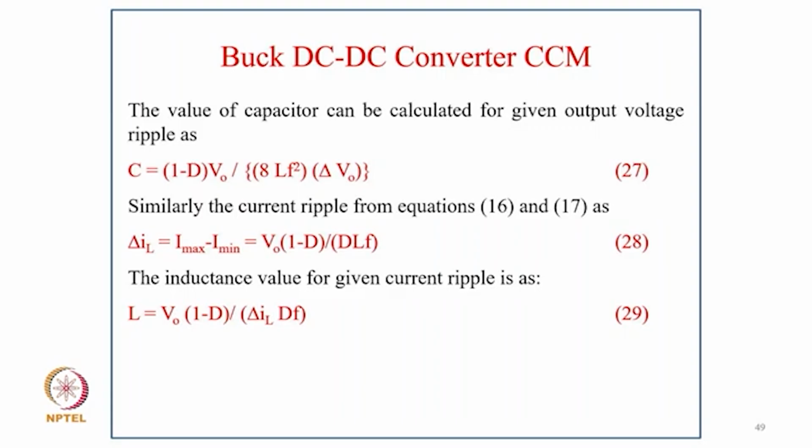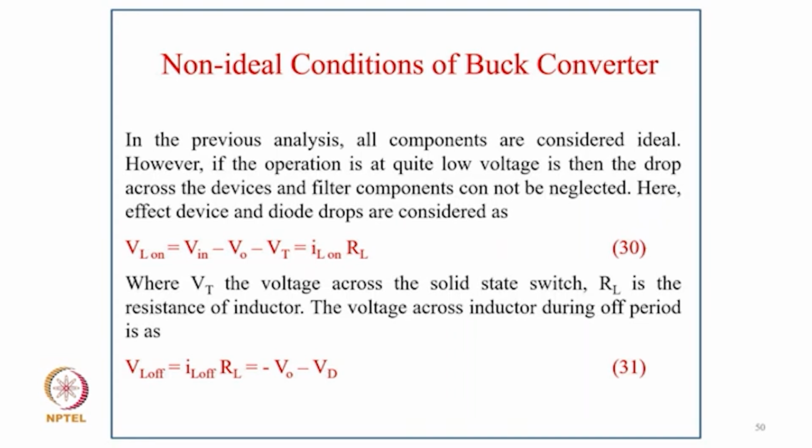Similarly, the current ripple can be calculated: delta IL equal to I max minus I minimum equal to V (1 minus D) divided by L F. So of course you can also get the inductance value for given ripple current: L equal to V0 (1 minus D) upon delta IL into F. Both inductor as well as capacitor depend on the frequency. Inductor is inversely proportional to frequency and capacitor is inversely proportional to frequency square. So you can clearly see how the filter value reduces if you increase the switching frequency. So this is the design equation from which you can find out the capacitor and inductor for this buck converter in continuous conduction mode.